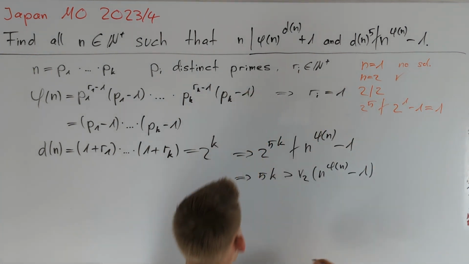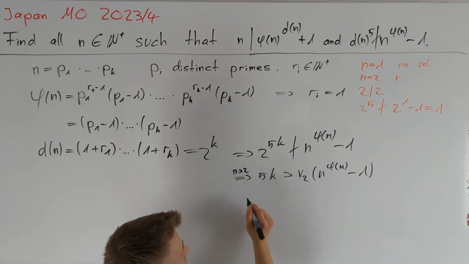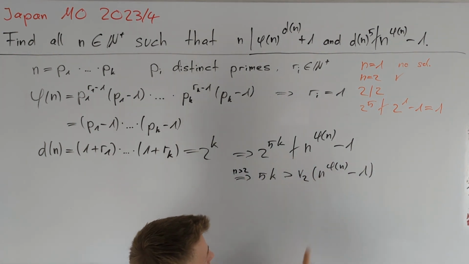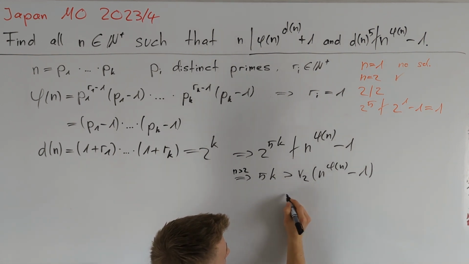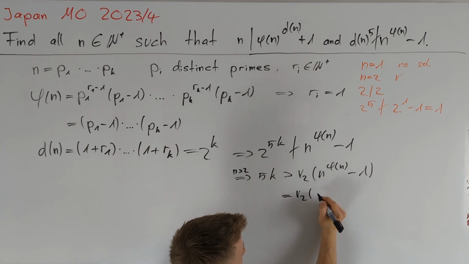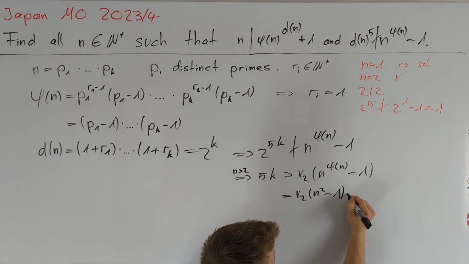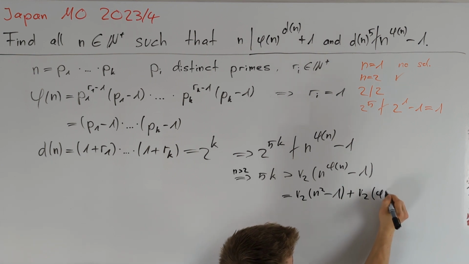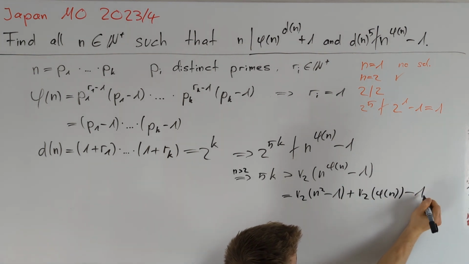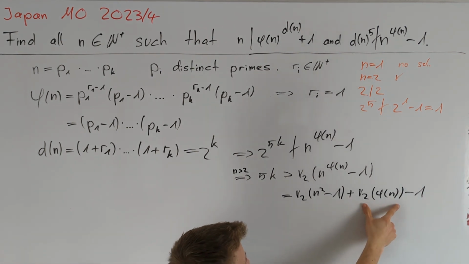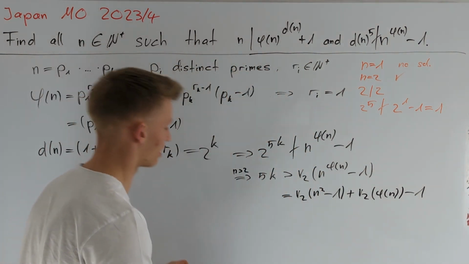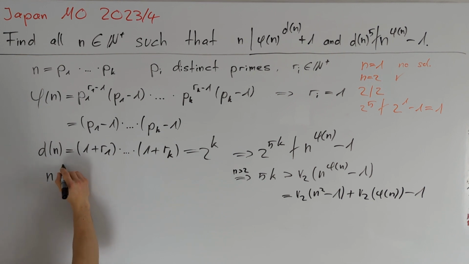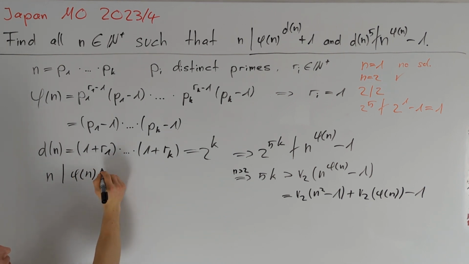Therefore n equals 2 is a solution. Let's go on with the case that n is greater than 2, and here we can assume that phi of n is even, as I already said, and therefore we can now use the LTE lemma and get that this is equal to nu 2 of n squared minus 1 plus nu 2 of phi of n minus 1. In order to find out more information about nu 2 of phi of n, we want to look again at our first condition, which is now that n divides phi of n to the power of 2 to the power of k plus 1.